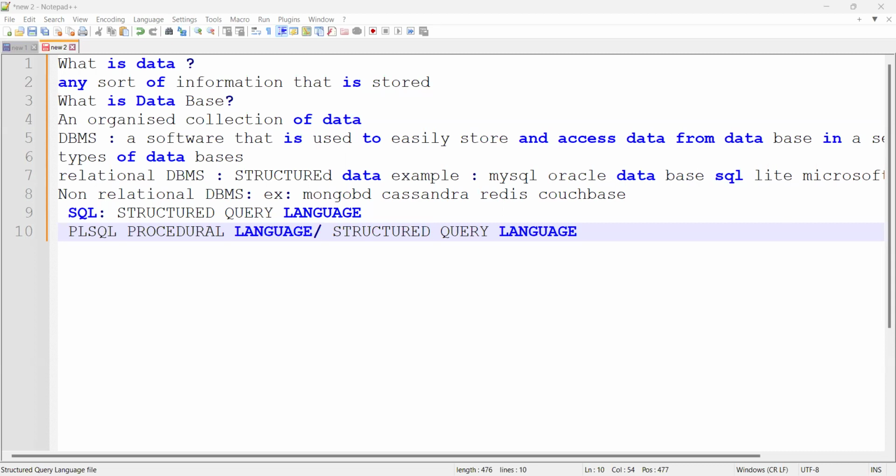Clear, Uday? Okay, fine. If you are not having any doubts, we'll continue in tomorrow's session. Tomorrow we are going with some basic concepts in SQL: how we can create a table, what are the commands in SQL. All these things we'll discuss tomorrow.